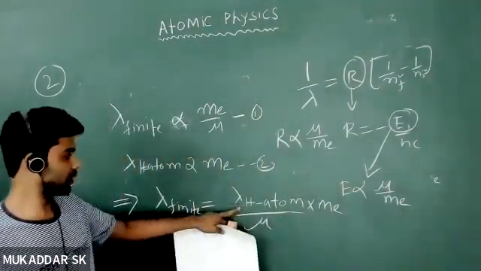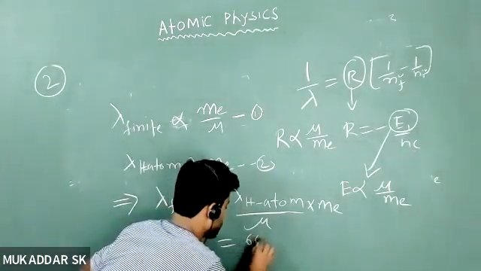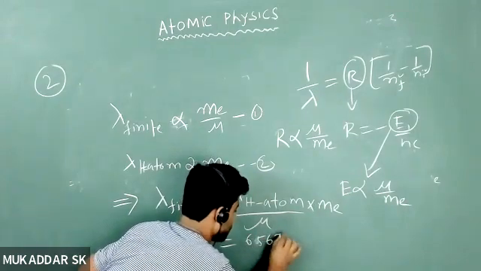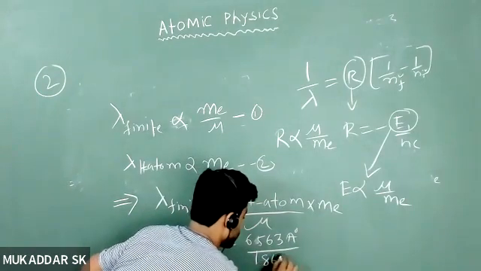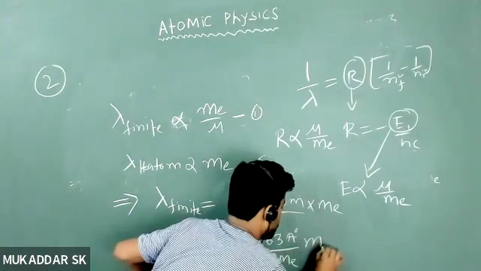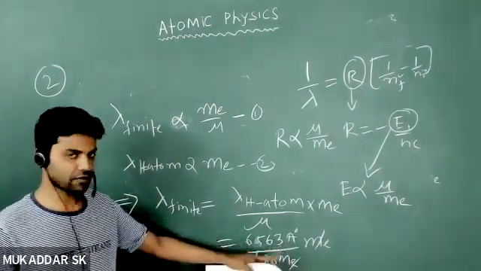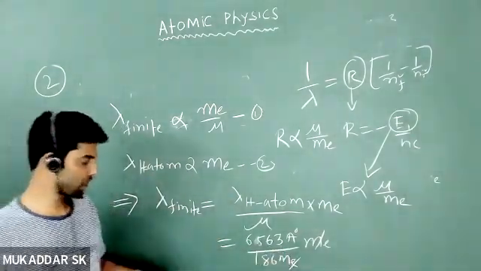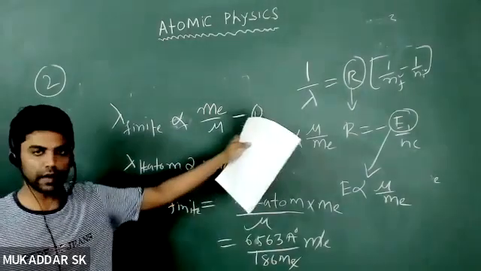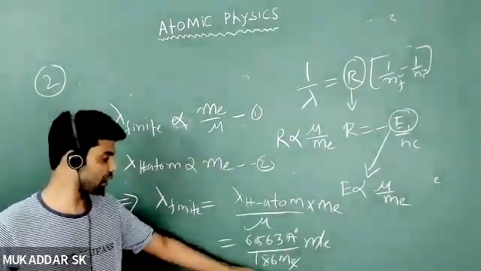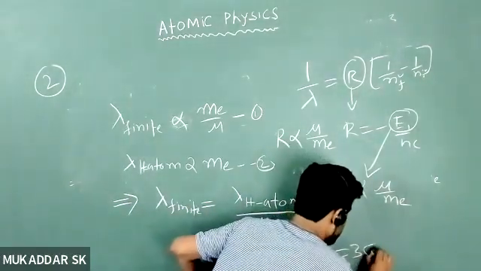And you calculated this value for the hydrogen atom, it was how much? Simply 6563 angstrom. And the reduced mass is how much? 186 Me, and that Me will be cancelled with this Me. So the wavelength for this system will be 6563 angstrom divided by 186. Can you divide it? So the wavelength for this muonic hydrogen will be 6563 angstrom divided by 186. If you divide it, you will get 35.3 angstrom.